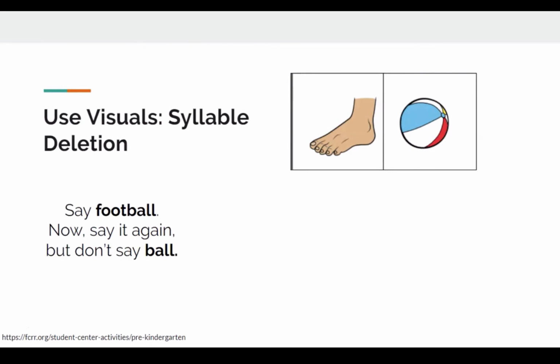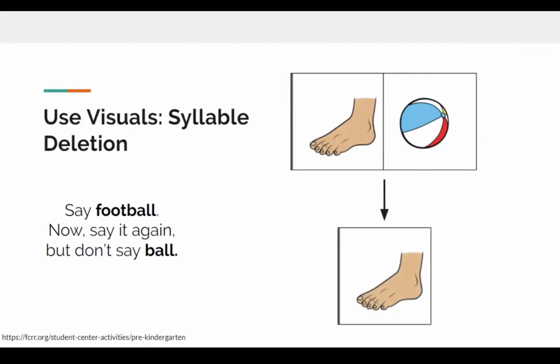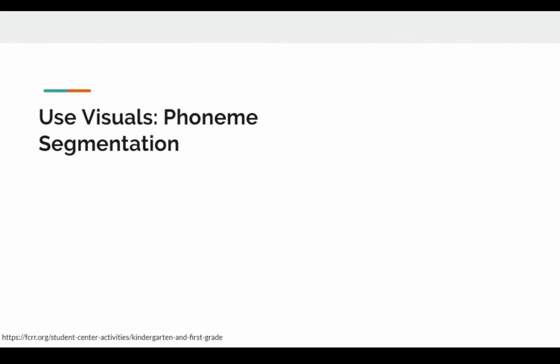Football is made up of the word foot and ball. If we take away ball, we get foot. So these images help the student think about the 2 parts of the word and to remove one part visually. Another way you can use visuals is in phoneme segmentation. Here's a question you can ask. Say fish. Now, what are the sounds in fish?